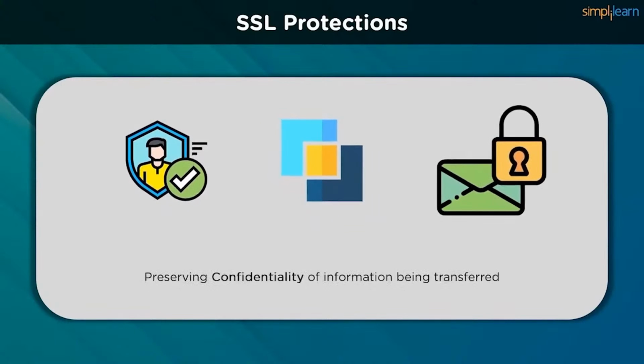SSL uses a combination of symmetric and asymmetric encryption to ensure message privacy. During the SSL handshake, the SSL client and server agree to an encryption algorithm, and a shared secret key is used for that particular session. All the messages transmitted between the client and server are then encrypted using the same algorithm and key, which ensures that the message will remain private even if it is intercepted.